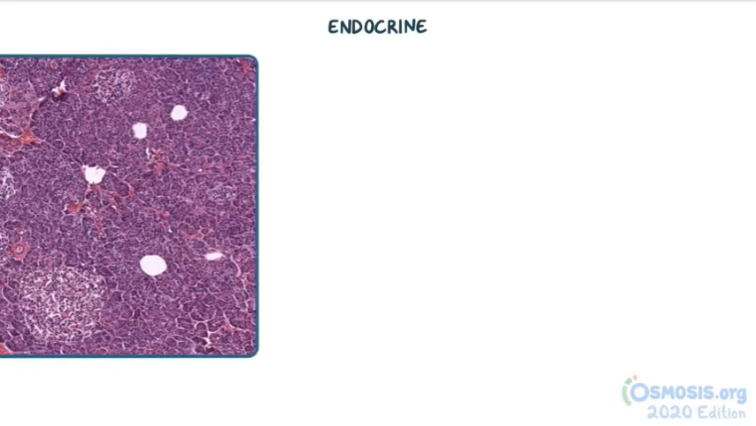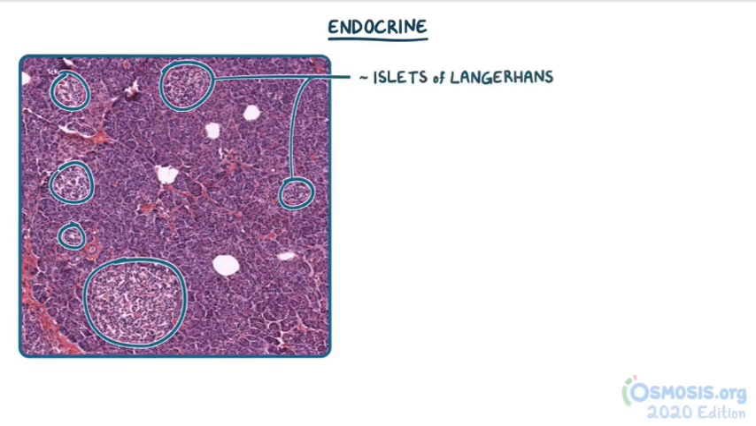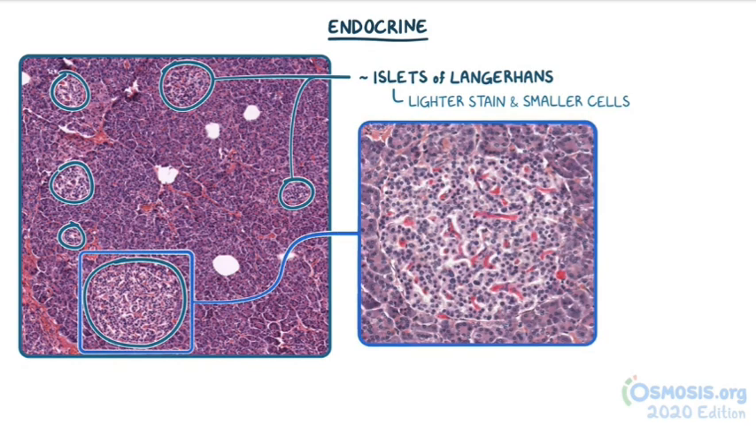Let's move on to the endocrine portion of the pancreas, which forms clusters of paler cells such as the one seen in this image, called islets of Langerhans. The overall size of the islets can vary, but they can be identified pretty easily by their lighter stain and smaller cells when compared to the surrounding exocrine tissue. When we increase the magnification to 20x, we see the fenestrated or perforated capillaries within the islets as well.